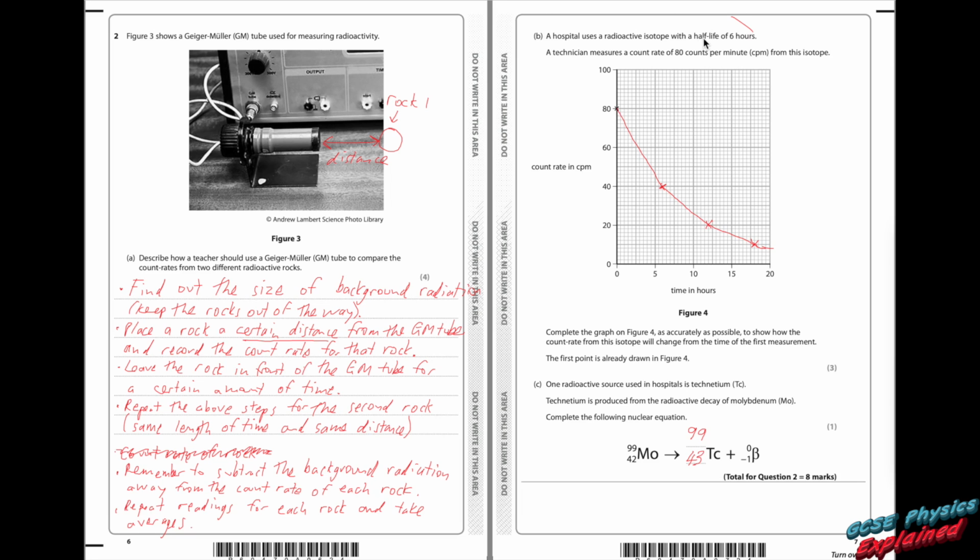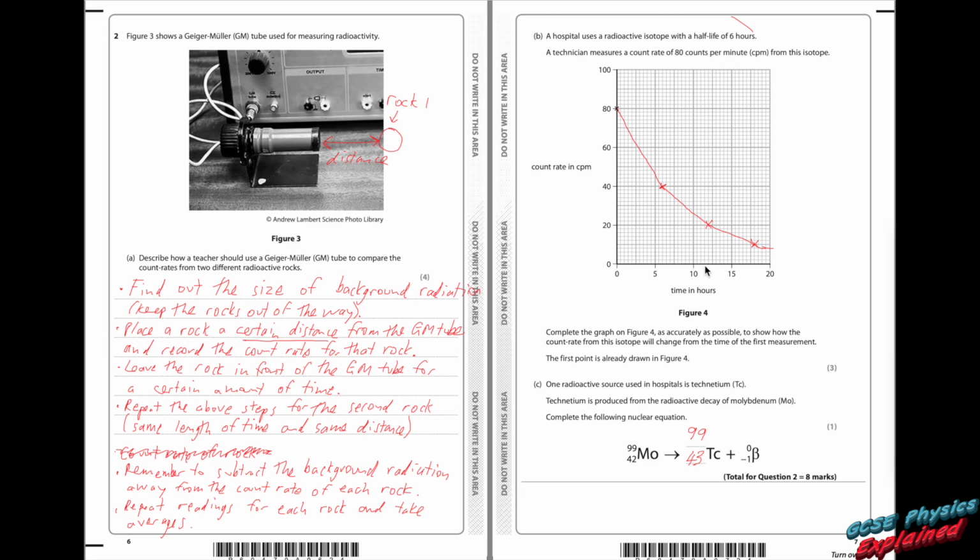Now, a half-life means it's the time taken for the count rate to half. So in this case, it takes 6 hours for the count rate to half. So in 6 hours' time, the count rate is going to have dropped from 80 down to 40. And then 6 hours later, so at 12 hours, it's going to have halved again down to 20.